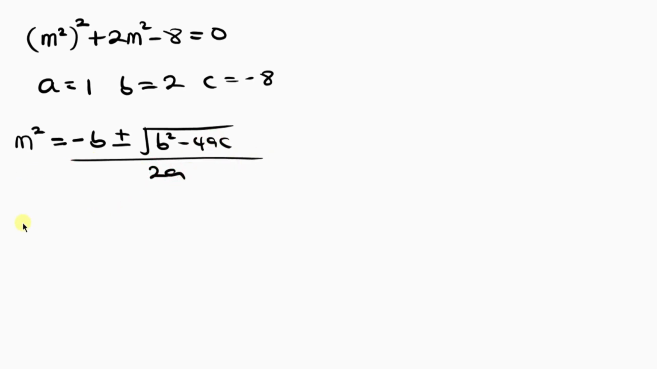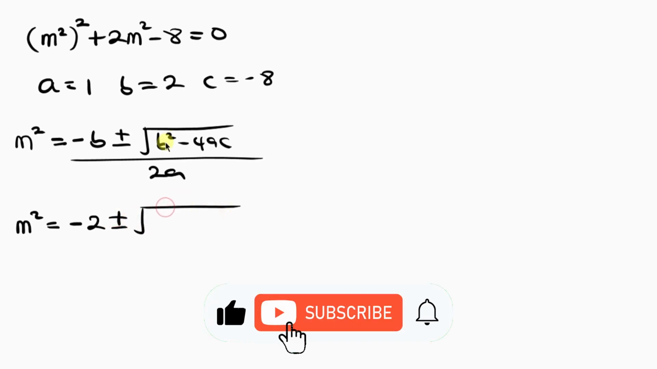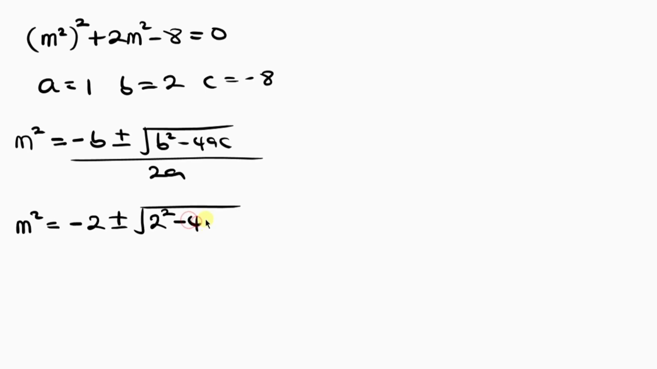All right, so let's substitute. m squared is equal to minus b. Minus b is 2, so write down 2, plus or minus the square root of b squared, that is 2 squared, minus 4 times a, which is 1, times c, which is negative 8. Now divide by 2 times a, which is 2 times 1.